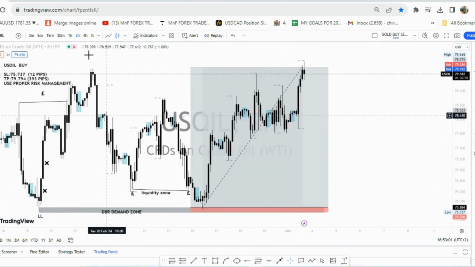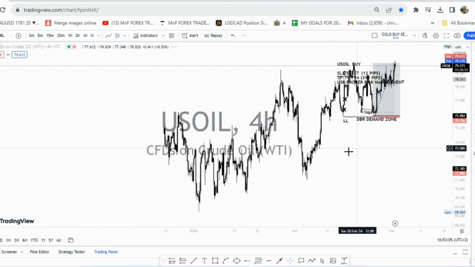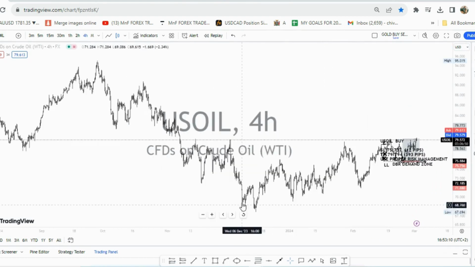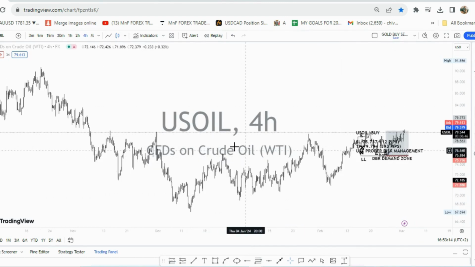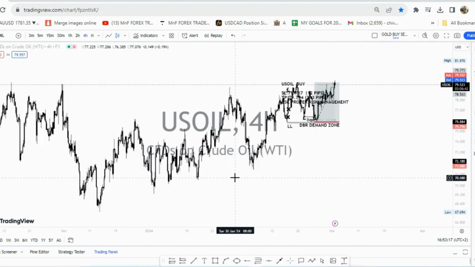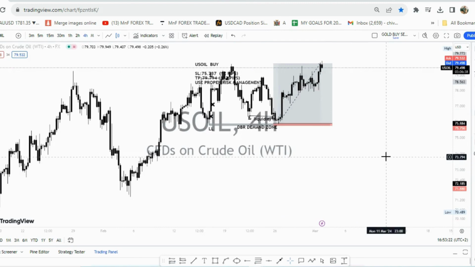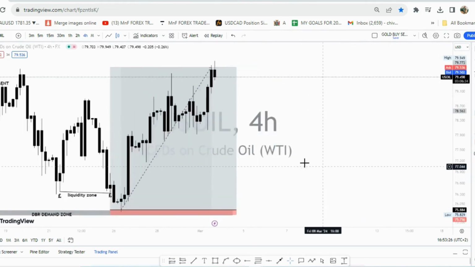All right, so let's go to the 4-hour time frame. Let's zoom out. What are you able to see? You can clearly see that since December of last year, the market has been going to the upside, continually breaking structure. Therefore, it's safe to assume that the market is in an uptrend. Okay, great. So we have the market in an uptrend.